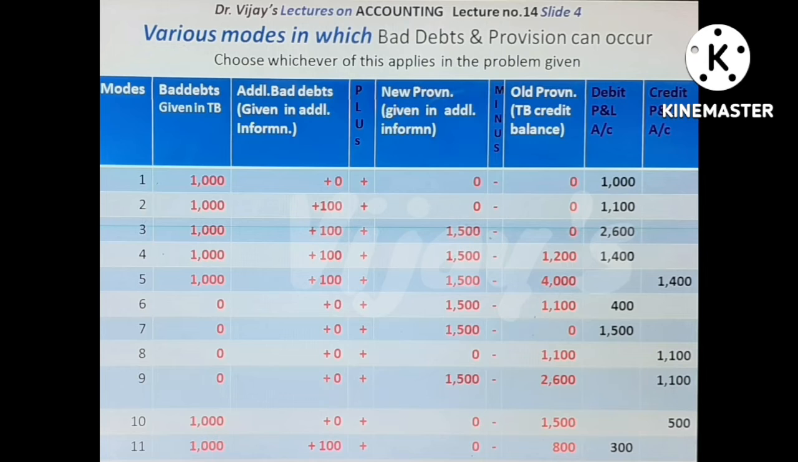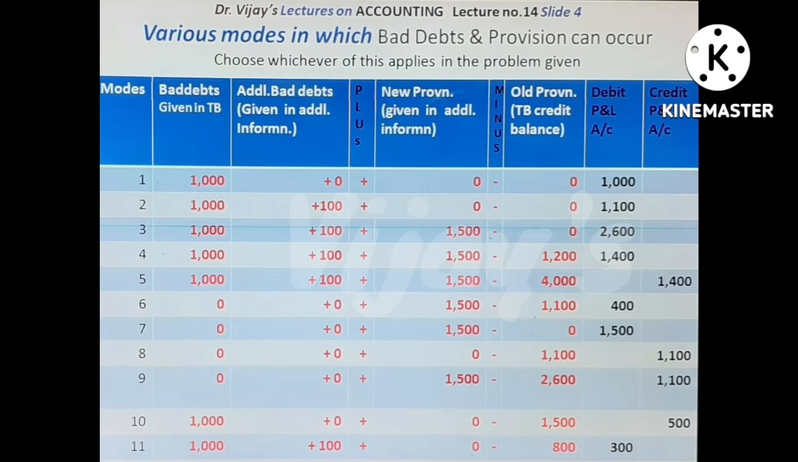Mode 9: bad debt 0, additional bad debt 0, new provision 1,500, old provision 2,600. So negative 1,100 comes, you can show that in profit loss account credit side. From sundry debtors 1,500, new provision to be subtracted. And mode 10: bad debts 1,000, additional bad debts 0, new provision 0, old provision 1,500. After writing off the bad debts 1,000, still there is a surplus of 400 old provision that you can show as profit on the credit side of profit loss account. In balance sheet from sundry debtors, nothing to be subtracted.